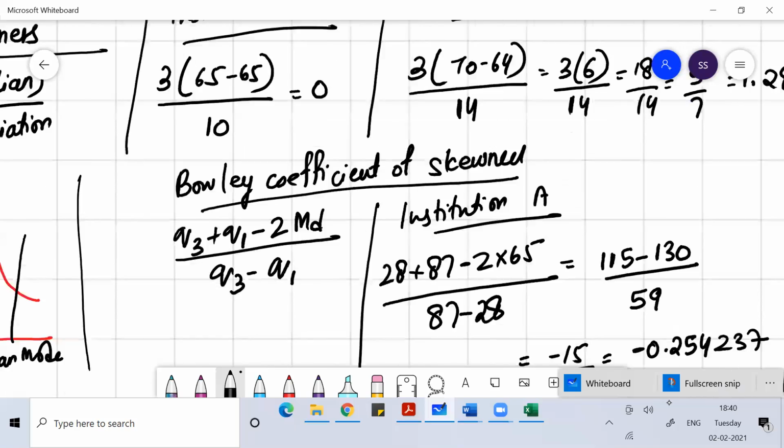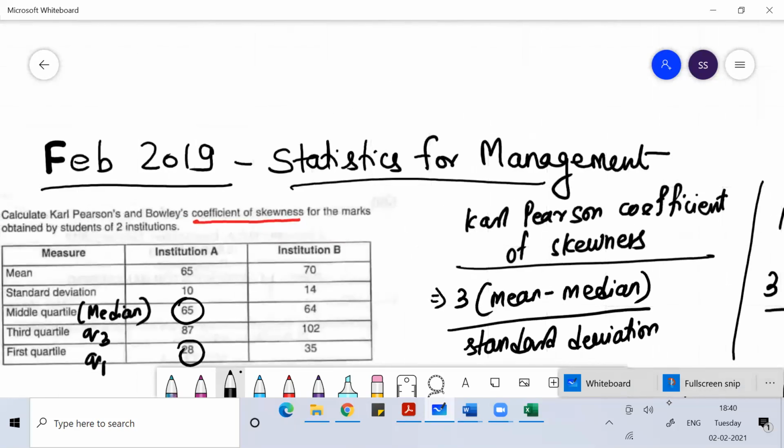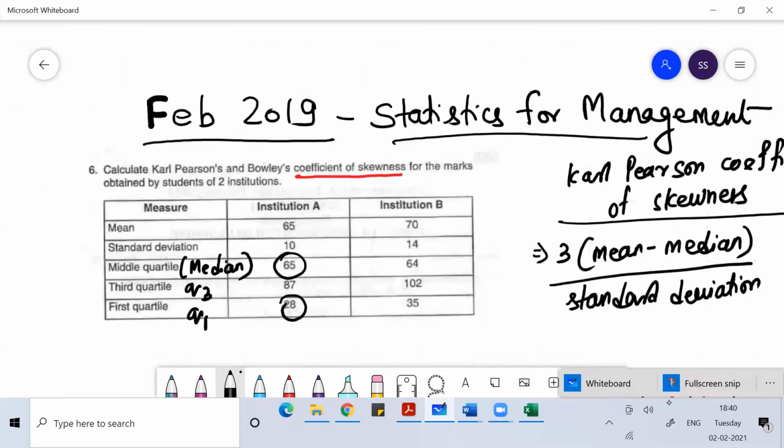This much calculation you had to do, and for this calculation you got 5 marks. So very easy problem. I don't think you find any difficulty in doing this.